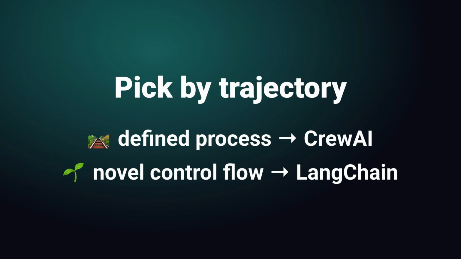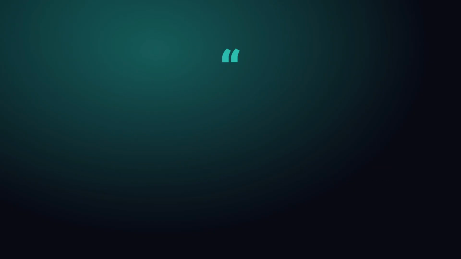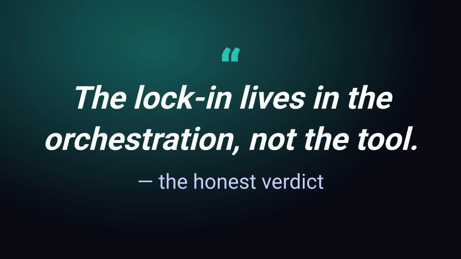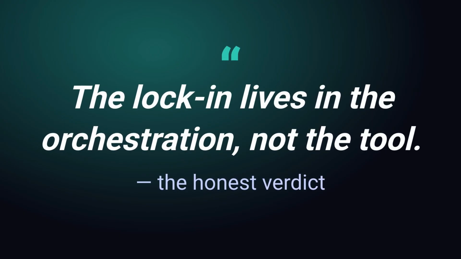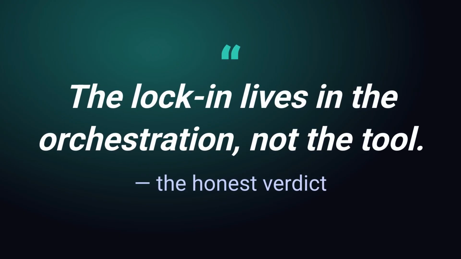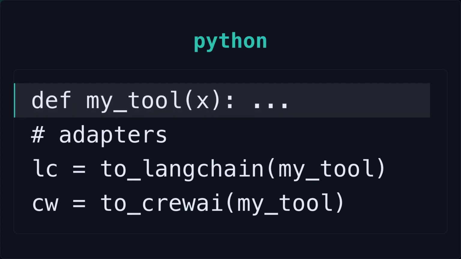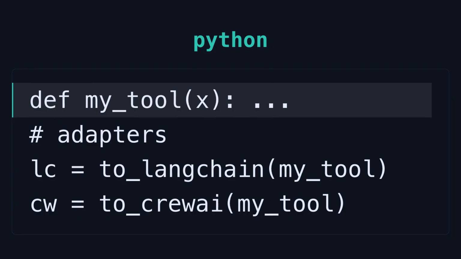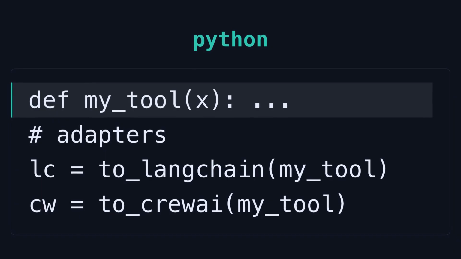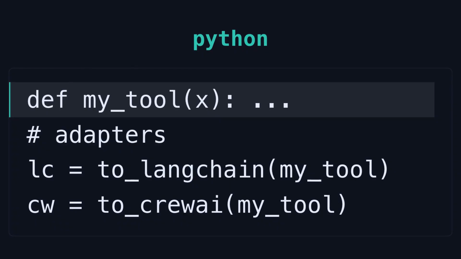Neither framework truly locks you in on tools alone, because a well-written tool is mostly a plain function you can port. The lock-in lives in the orchestration around it. The practical move is to keep your tool logic in framework-agnostic functions, then write thin adapters for whichever framework you're testing. That way switching costs stay low and you decide with evidence, not vibes. Your business logic shouldn't know or care which agent library called it.